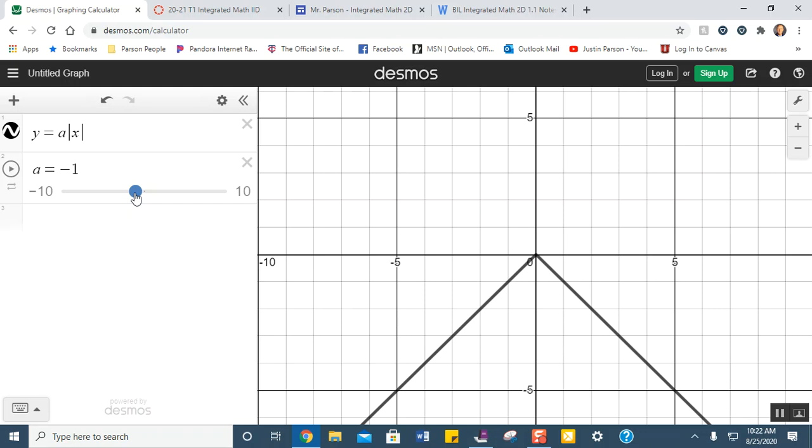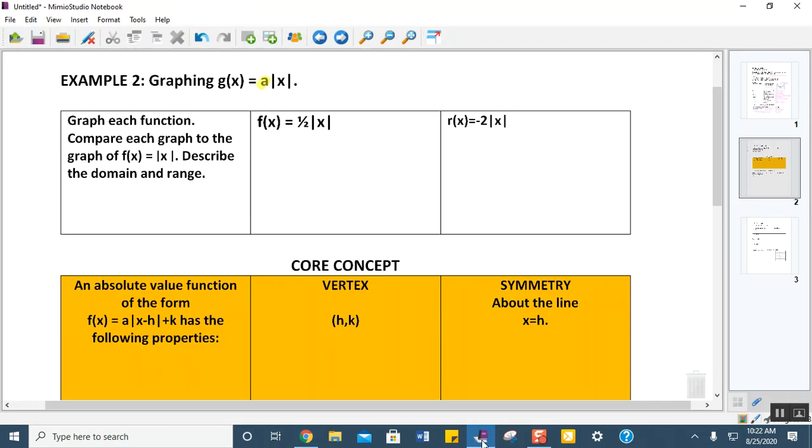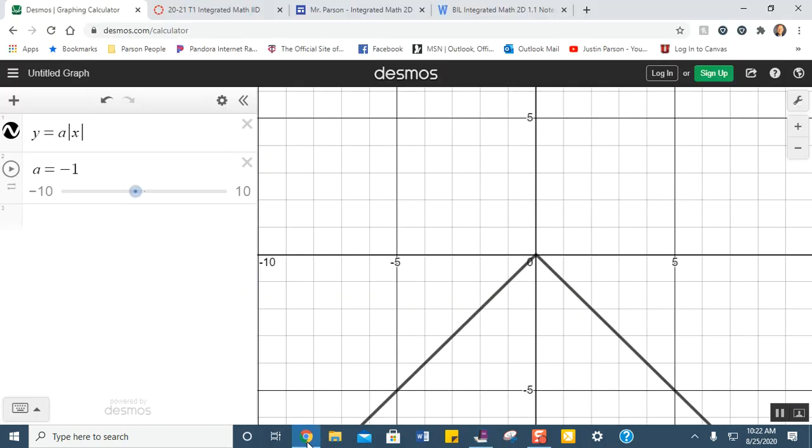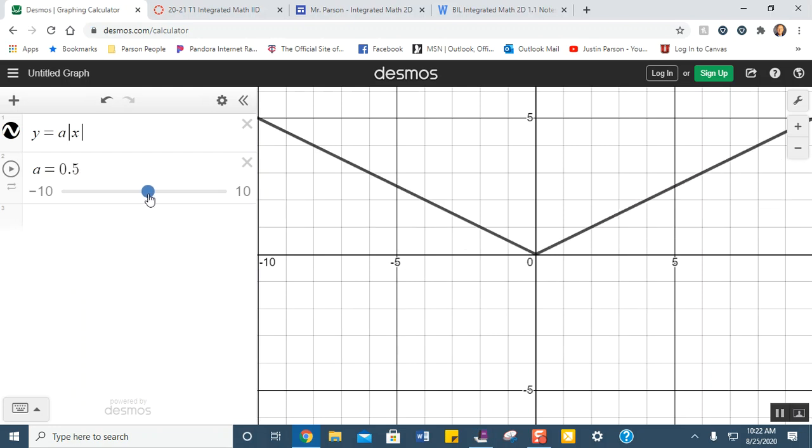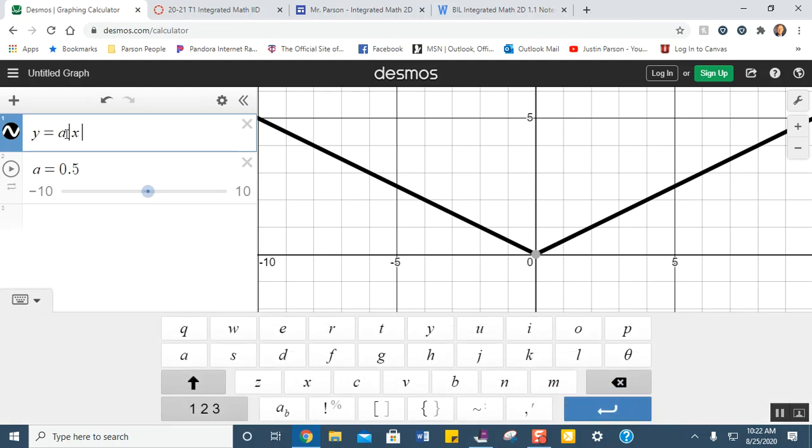So, back on our notes. It says compare each graph to the parent function, f of x equals absolute value of x. You should have a pretty good understanding of what that is now. Describe the domain and the range. Well, let's just go ahead and put that 1/2 back in there. So I'm going to change that A value to a 1/2 or 0.5, and I want to put my parent function back in there.